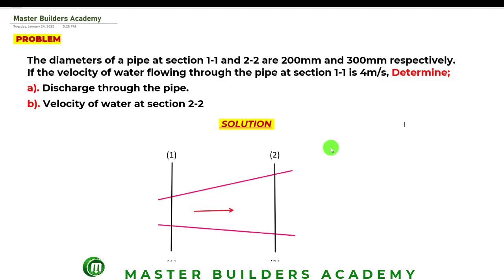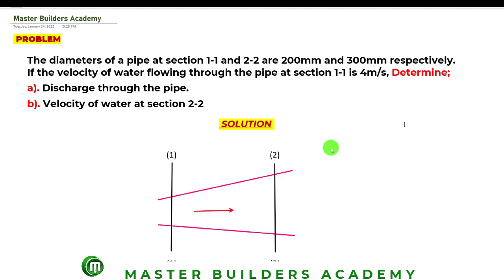Now we have the very first question before us, and then we have a problem. Let me read the question to you. As you can see on the screen, the diameters of a pipe at section 1 and section 2 are 200 mm and 300 mm respectively. If the velocity of water flowing through the pipe at section 1 is this, determine the discharge through the pipe and the velocity of water at section 2.